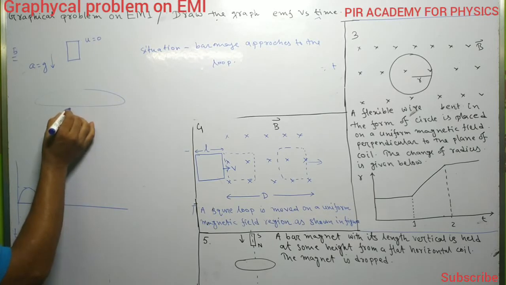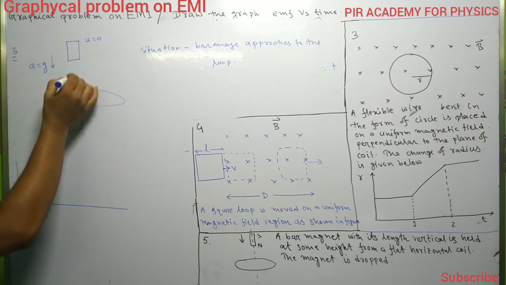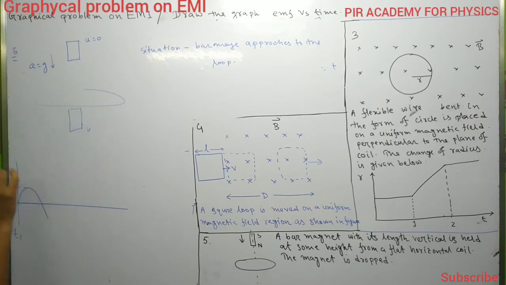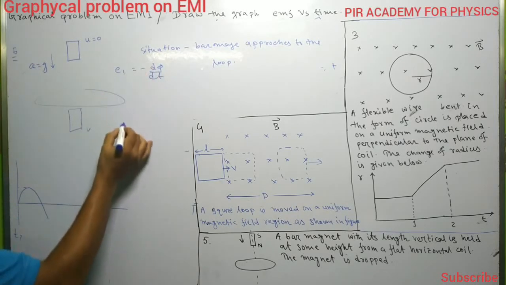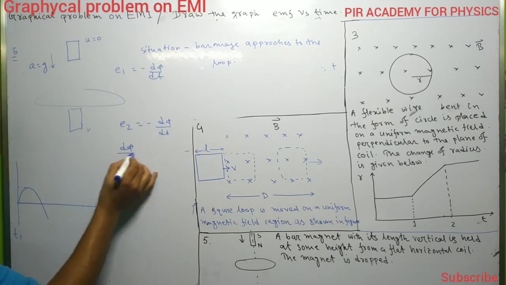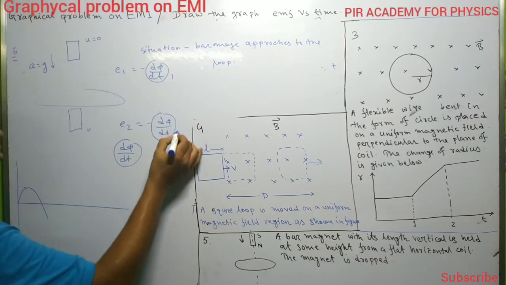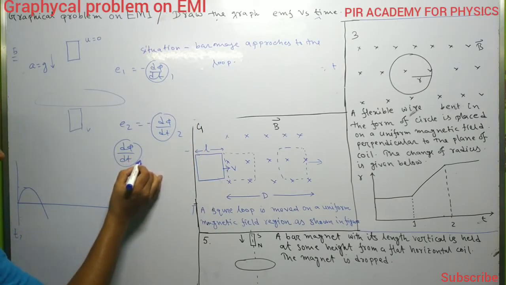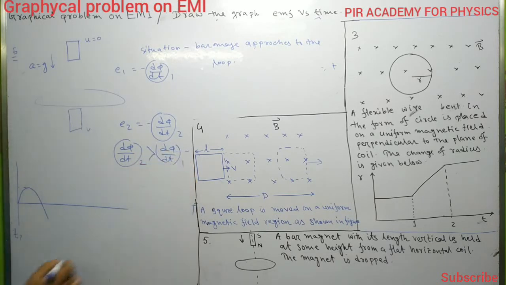And when this bar magnet passes, the velocity in this condition is greater than the velocity in the earlier condition. That means E1 equals minus d phi by dt in this condition, and E2 equals minus d phi by dt, the change of magnetic flux in this condition, here is 1 and here is 2. The change in magnetic flux of 2 is greater than that of 1, because the velocity of the bar magnet increases.